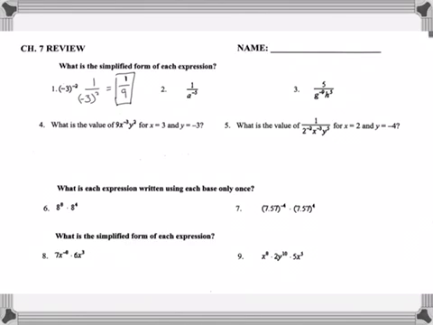In question 2, we've got 1 over a to the negative 5th. Well, we want to bring this up in order to make the exponent positive, so our answer becomes a to the 5th power.